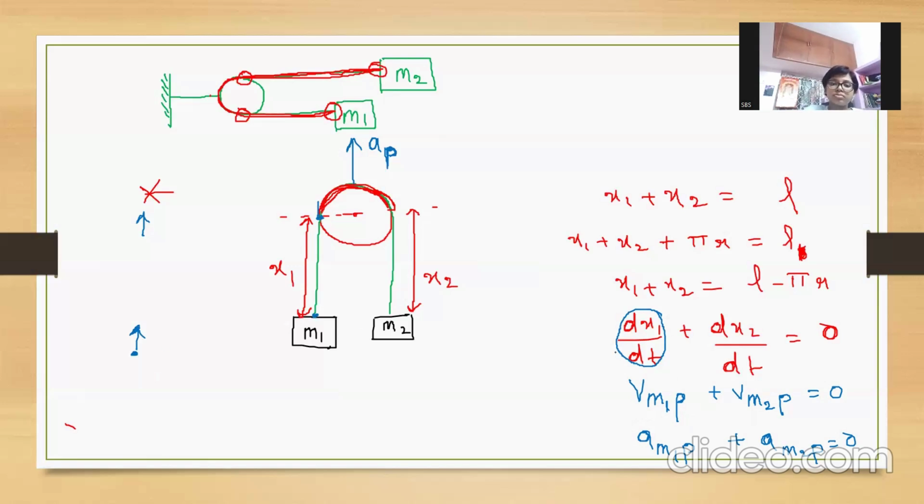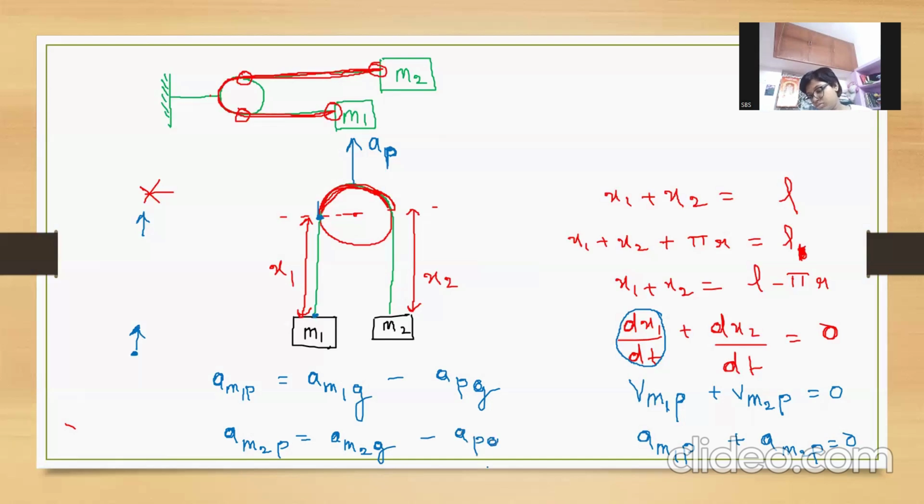dx1 by dt, what is it? It's a relative velocity. Clear? So here, what is the observation? a m1 p. How can you write like this? You can write a m1 with respect to ground, a p g. Can you write like this? Clear? Similarly, you can write a m2 p. How can you write like this? Like this. Clear?